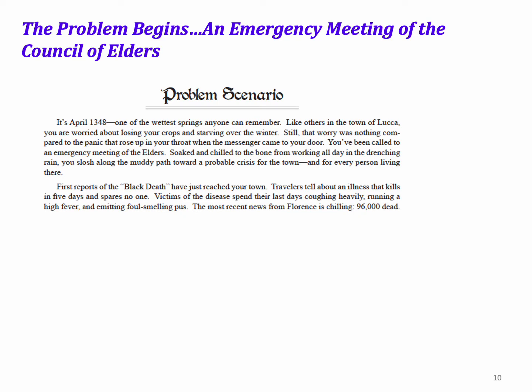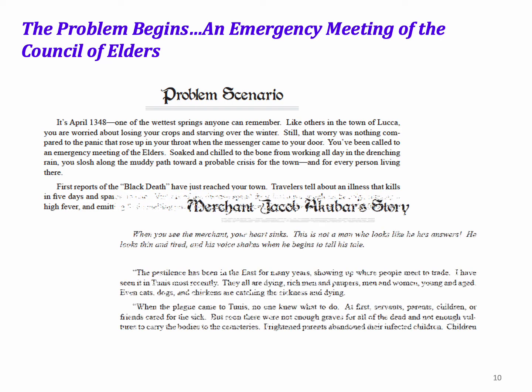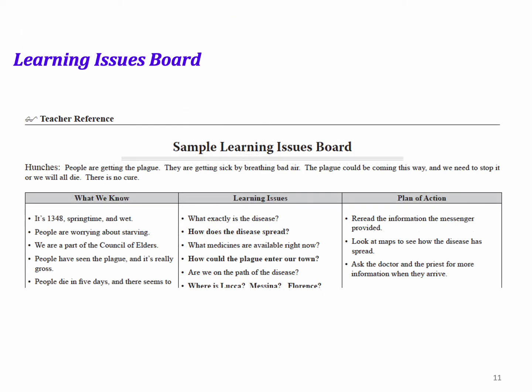The problem begins in earnest when students learn that they've been called to an emergency meeting of the Council of Elders. At the meeting, a traveling merchant gives a report about the Black Death, a disease that has been ransacking Italian towns to the south. They are urged to take measures to protect their town from the coming plague. I should mention that while you can rely on the written descriptions provided in the unit, students respond particularly well to having a real person in period costume appear to deliver this message.